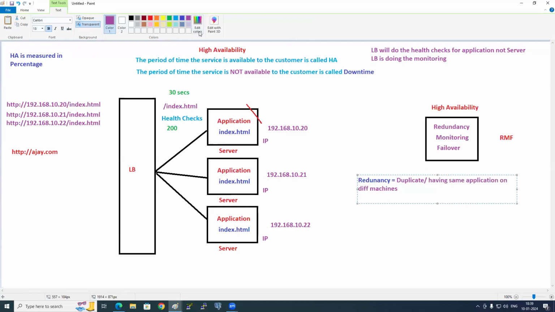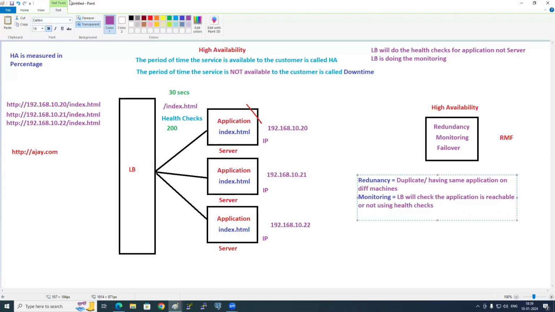So what's the next thing here? Monitoring. Who is doing monitoring, Nana? The load balancer. The LB will check whether the application is reachable or not using what? Health checks.